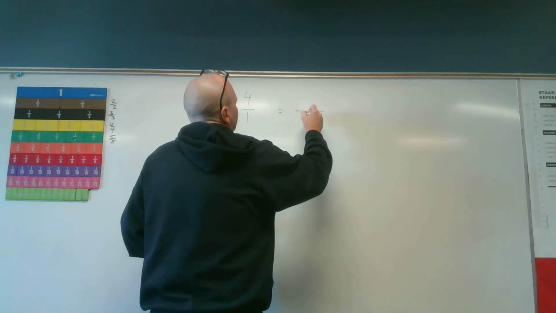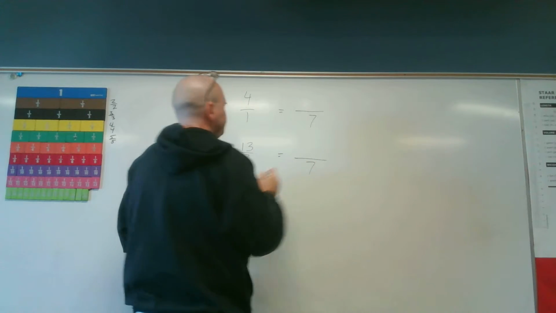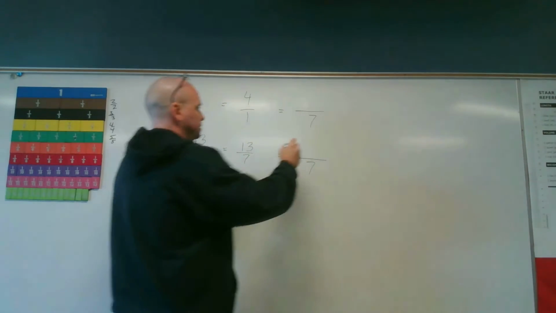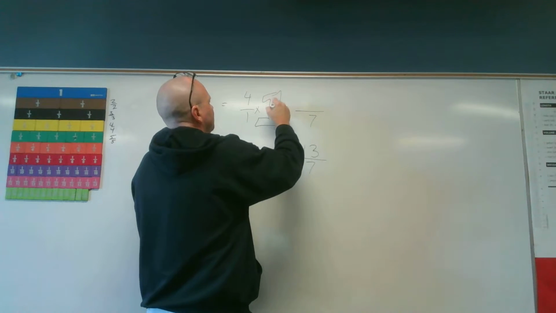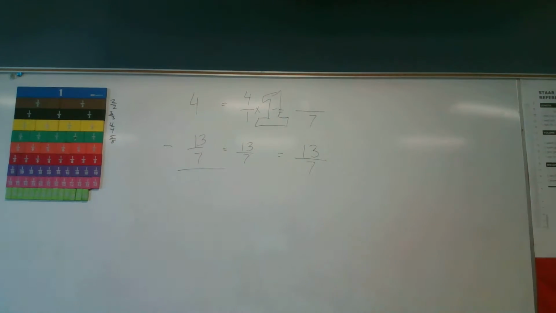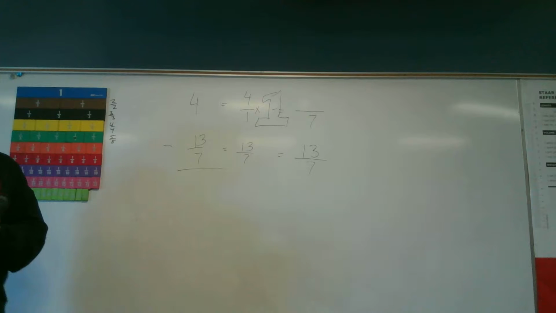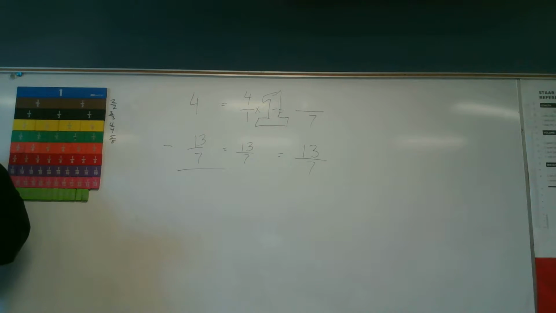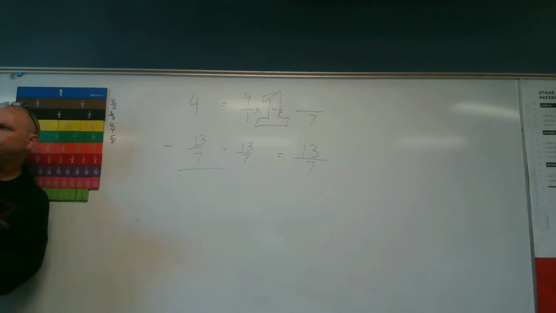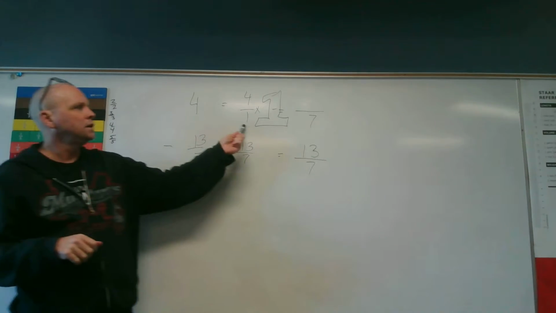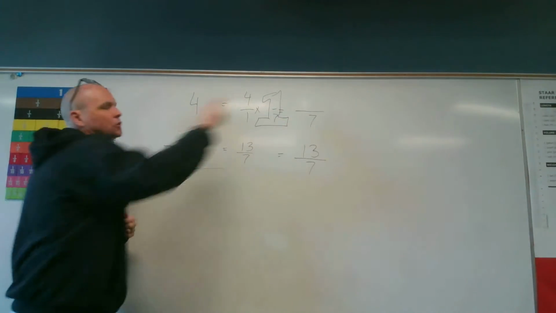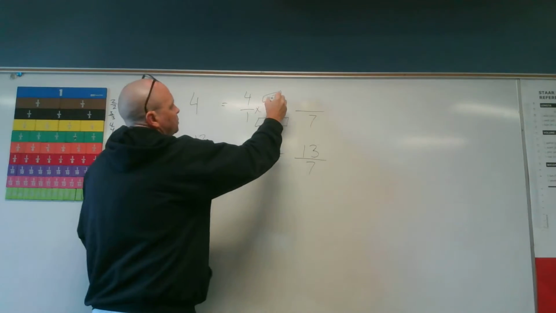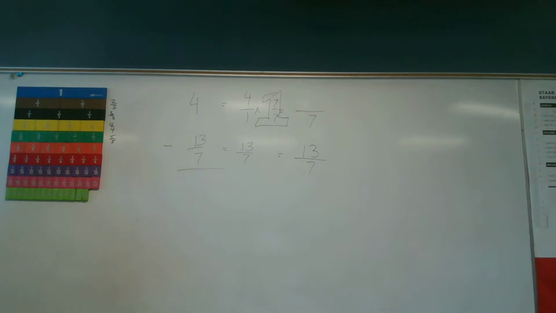So if I change these so that they're both over 7, I already have this one over 7. I need to multiply 4 over 1 by a fraction that equals 1, because if I multiply by 1, it doesn't change the value. Riley, what fraction would I multiply by? 1 times what equals 7? 1 times 7. Good. I have to multiply by 7 over 7.